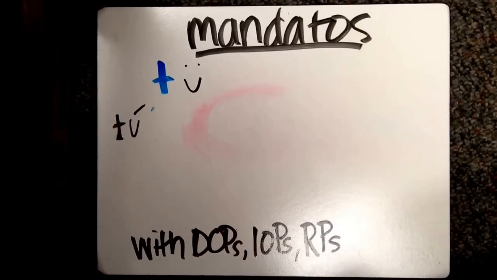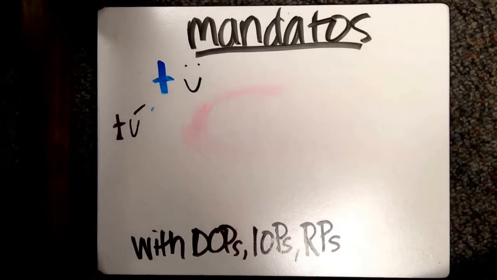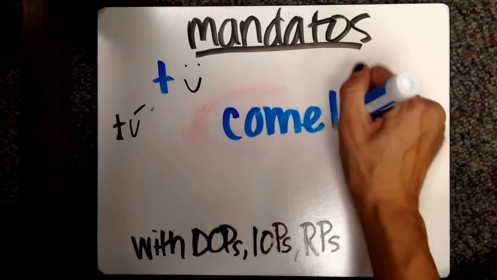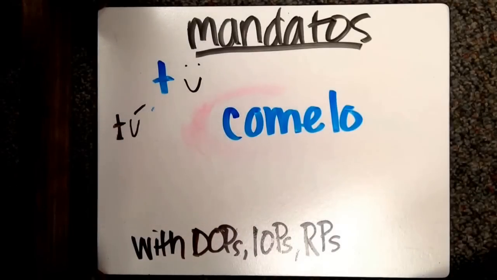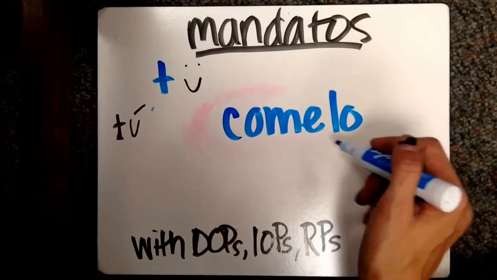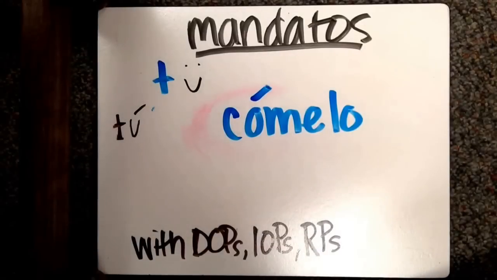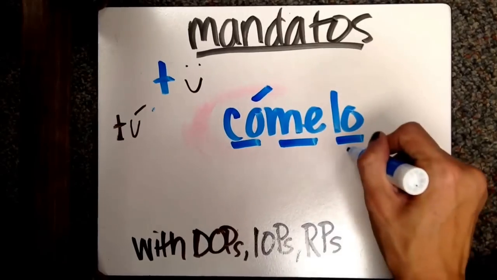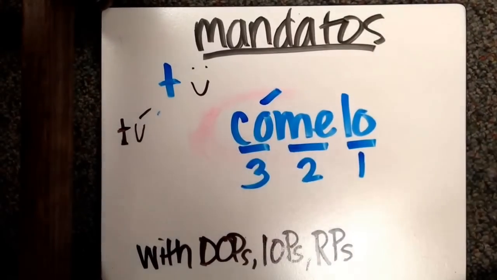When your command gets to be more than one syllable, and you want to attach a direct object pronoun, an indirect object pronoun, or a reflexive pronoun, then you need to start adding an accent. For example, if I wanted to tell you to eat the banana, el plátano, I would say, cómelo. I need to go back three syllables and attach an accent. Cómelo. Again, I go back three syllables and I add the accent.